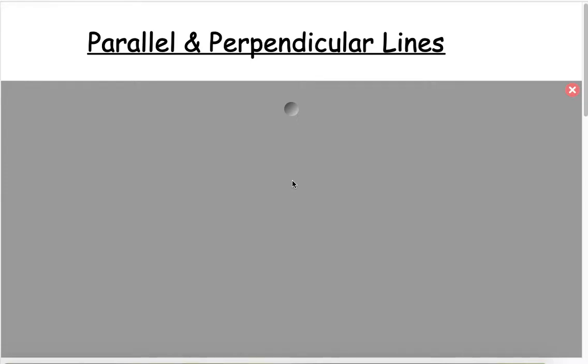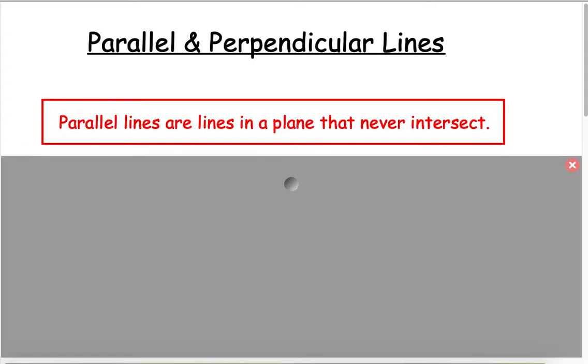Okay, now that we're familiar with equations of lines, we've reviewed that, let's talk about parallel and perpendicular lines in particular. So, parallel lines, what are those? Those are two lines in a plane that never intersect. We're still in two dimensions here.